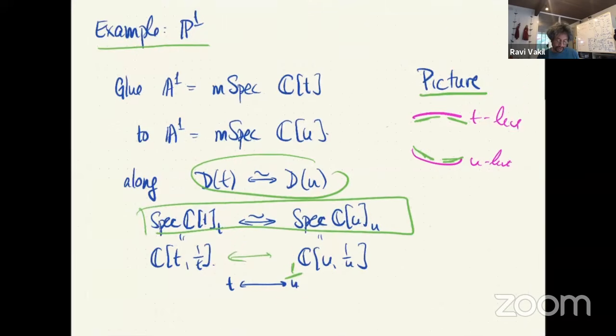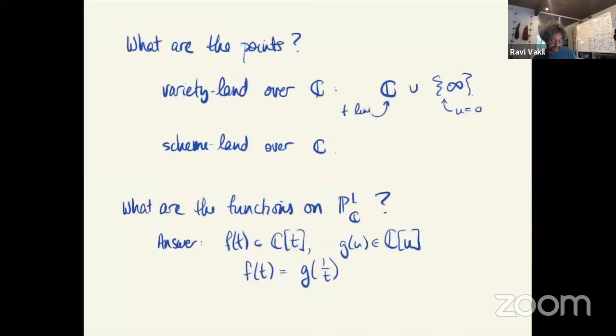So what does that do? It glues the point T to the point 1 over U. That's what it does on points. And so what you've basically done is glue together the T line and the U line in a different way. And now you get something which is Hausdorff.